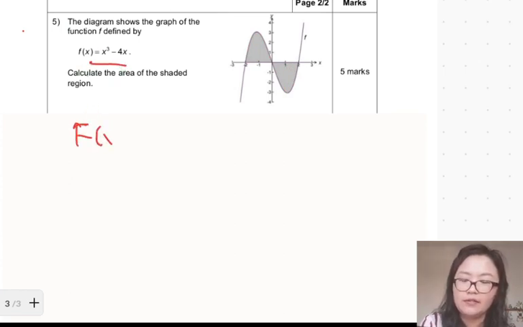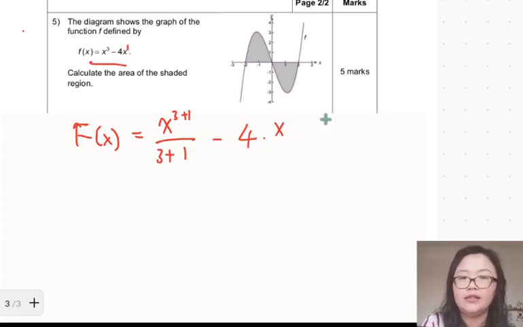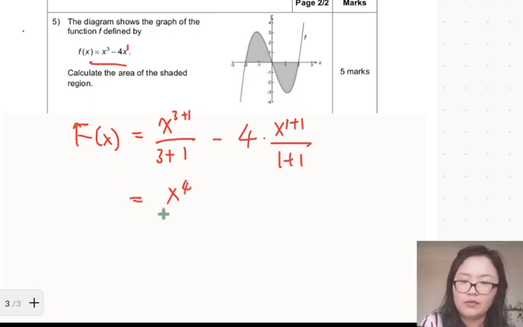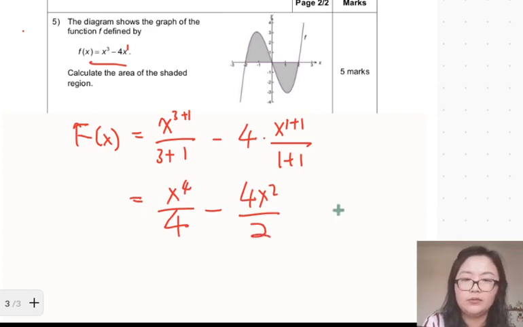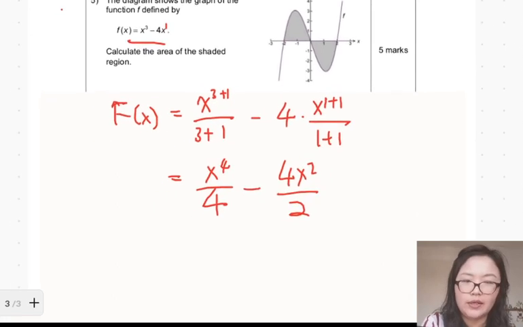So f primitive x equals x to the power of 3 plus 1 over 3 plus 1, minus 4x. So x is to the power of 1. If they don't write anything, it's just automatically 1. And then 1 plus 1 over 1 plus 1. Okay. So x to the power of 4 over 4 minus 4x squared divided by 2. Okay, so this is your integration.